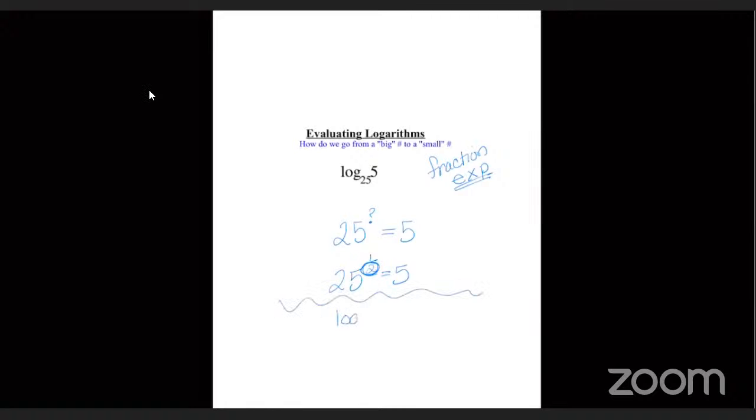What if I had something like log base 81 of 3? So 81 raised to something gives me 3. Well, I know that that something is going to be a fraction. And then I have to think of my bottom of that fraction, 3 raised to what gives me 81. And so if I think through my powers of 3, 3, 9, 27, 81, 3 to the 4th. And so that denominator would be a 4.